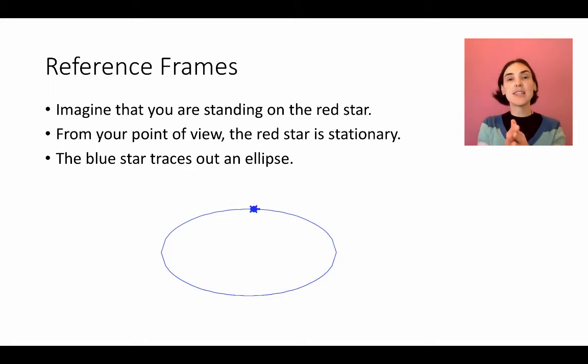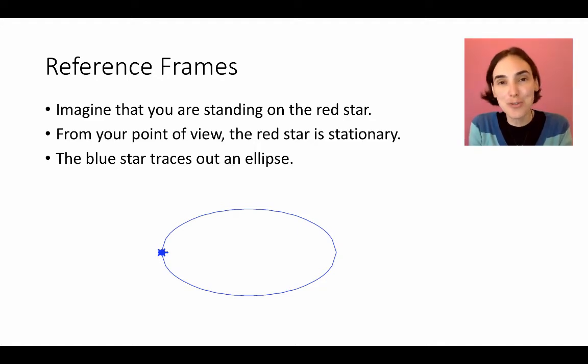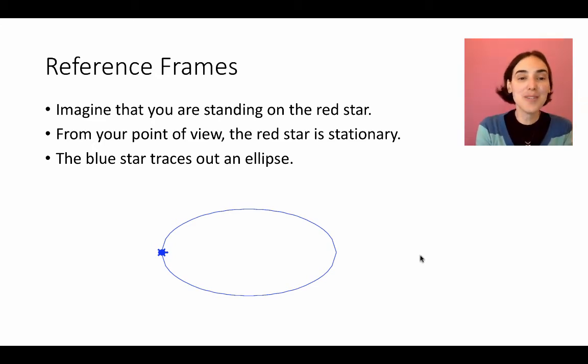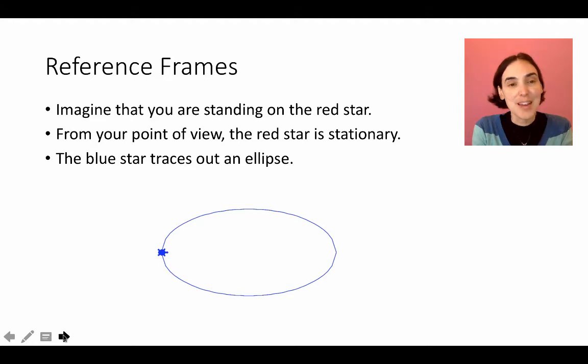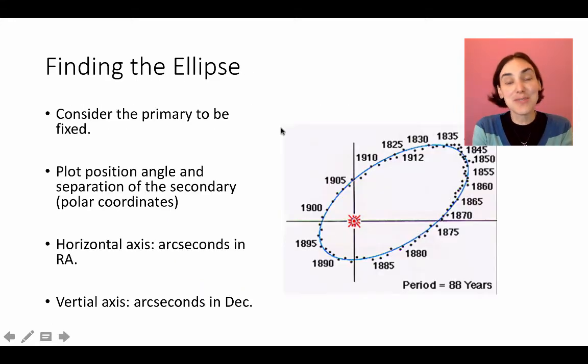Just like when we're standing on the Earth is stationary relative to us, and we see other objects appearing to move around us, when in fact we're stationary relative to them. So we're going to find that ellipse. We'll consider ourselves standing on that red star. So the primary is in a fixed position.